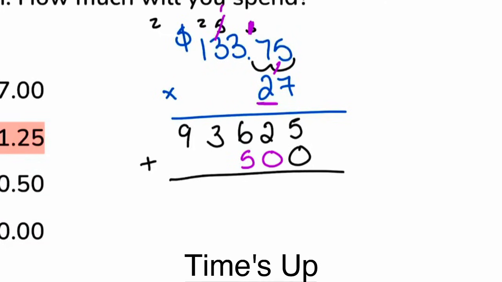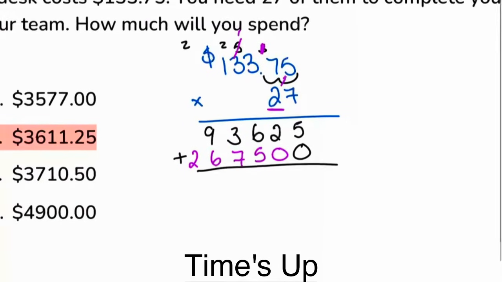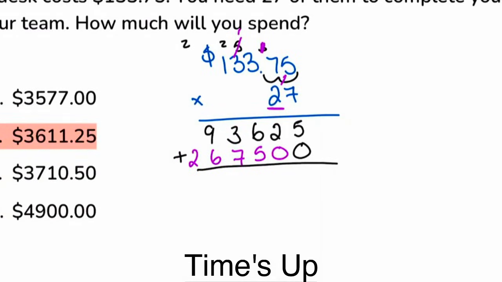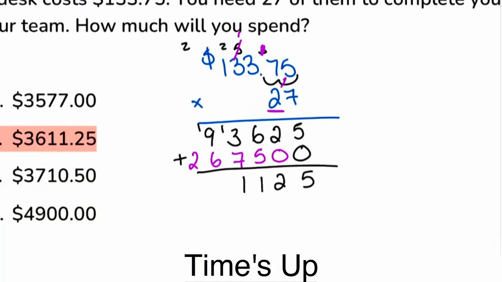Then 3 times 2 is 6, carry the 1 is 7. Then we have 3 times 2 is 6, 1 times 2 is 2. So from there, what we are going to do now is we're just going to finish things off by adding up these digits. 5, 2, 11. 3 plus 7 is 10, carry the 1 is 11.